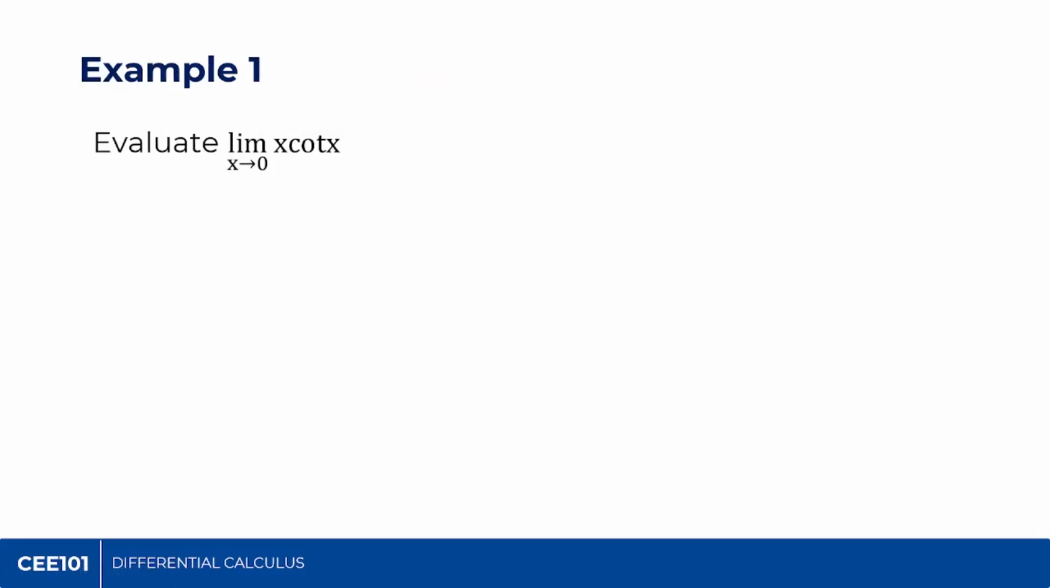Example number 1. Evaluate the limit of the function x cotangent x as x approaches 0. So, first, if we try to directly substitute this one, ang mangyayari niyan, we have here 0, tama ba? And cotangent of 0. Itong x, 0 yan, automatic. Itong cotangent of 0, ang makukuha natin yan is positive or negative infinity, or simply positive infinity. So, that is an indeterminate form.